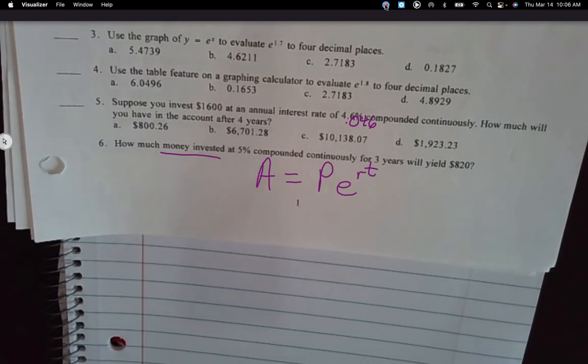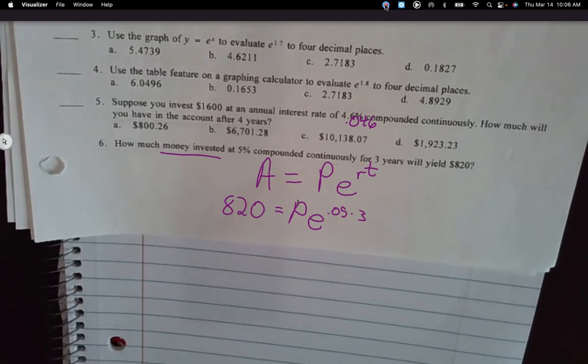Okay? So I've got $820. I'm going to look for my principal amount. And then I've got e to the rt. So what is my r? It's 5%, so it's 0.05, times 3. All I'm going to do is figure out this number, whatever it is, in just a second, and then I'm going to divide it over here. I'm just solving for P.